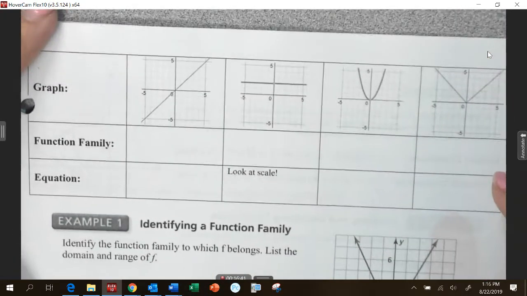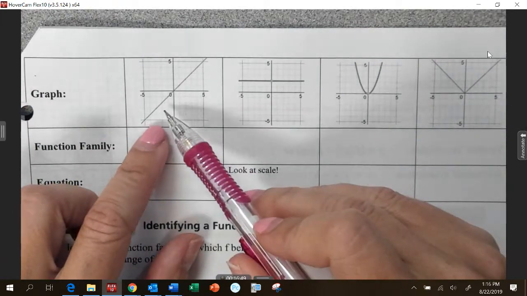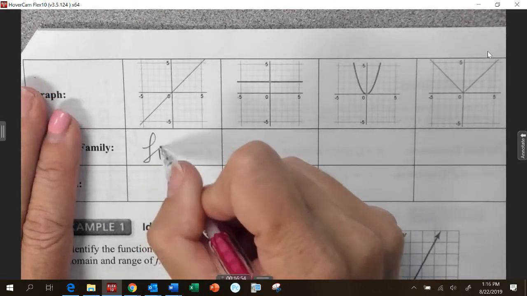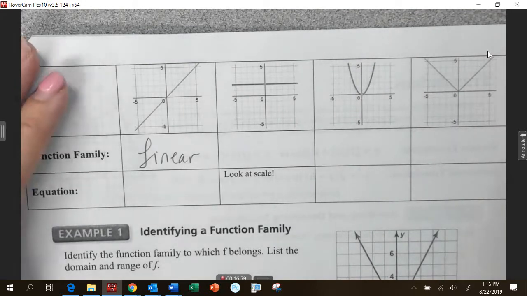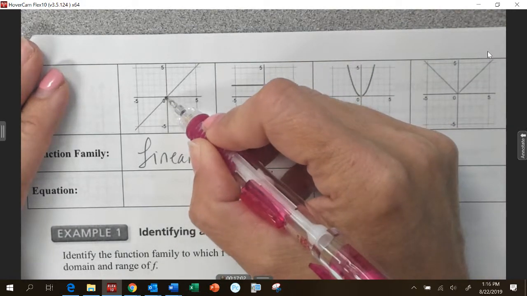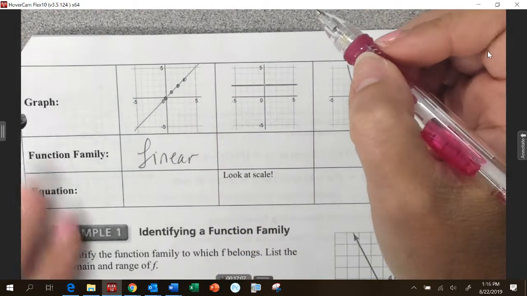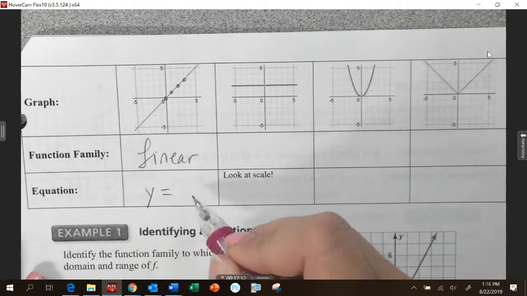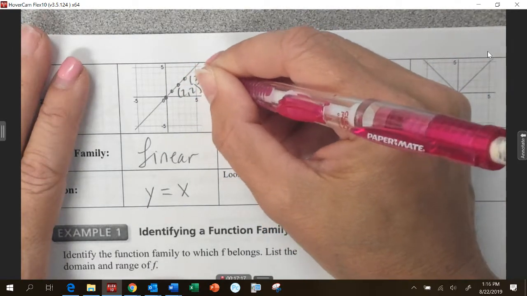All right, so here are some pictures, and you're going to look at the graph, and we're going to figure out what function family it belongs to, and perhaps figure out the equation. So when we look at this, which family does this one belong to, Max? Linear? Yep. The linear family. And then we're going to look for some ordered pairs. 0, 0, 1, 1, 2, 2, 3, 3. Anybody want to guess this equation? The equation is y equals x. Right. Y equals x. 2, 2, 3, 3. They're equal to each other.